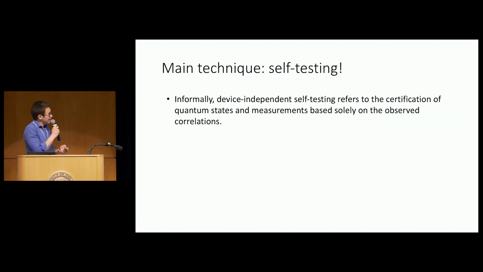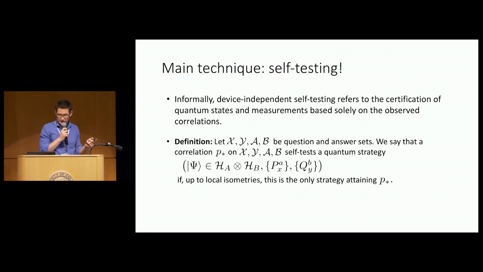In fact, it is. And self-testing has found applications in randomness expansion, quantum key distribution, and even delegated quantum computation. So here's a little bit more precise definition of self-testing. Fix some question and answer sets, X, Y, A, and B. We say that a correlation P star on these question and answer sets self-tests a quantum strategy, which is given as so, if up to local isometries, this is the unique strategy that attains P star.